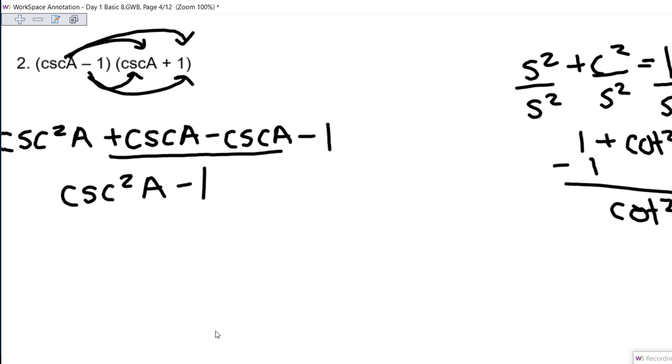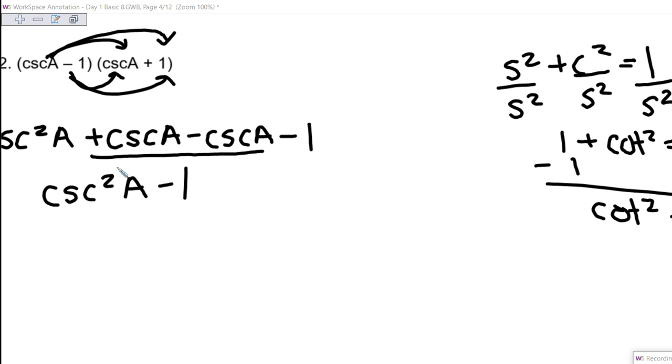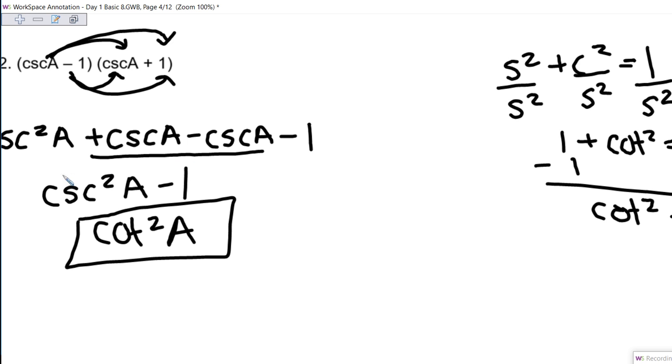So instead of cosecant squared minus 1, what is my answer? Cotangent squared of A. Don't forget the A. So it's cotangent squared of A. So over here, if you're doing your scratch work, you don't have to use the A and write it out. This is just my scratch work, so I'm just using S and C and not using the A at all. Okay, next one.